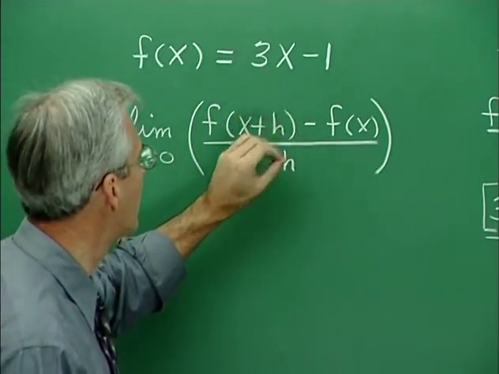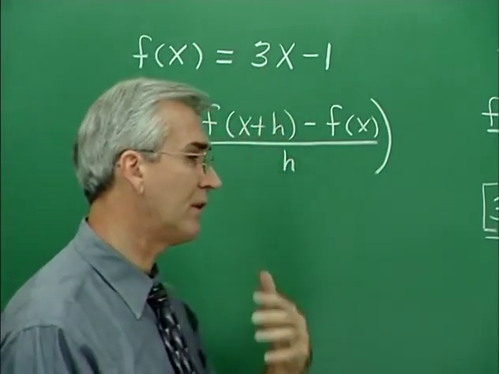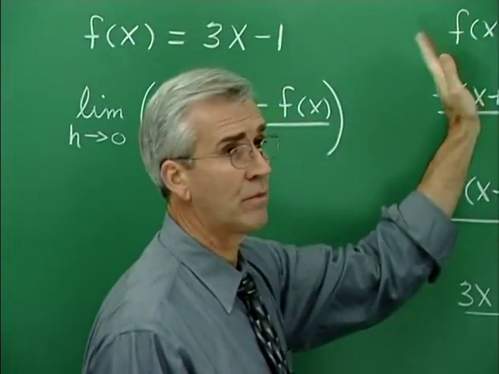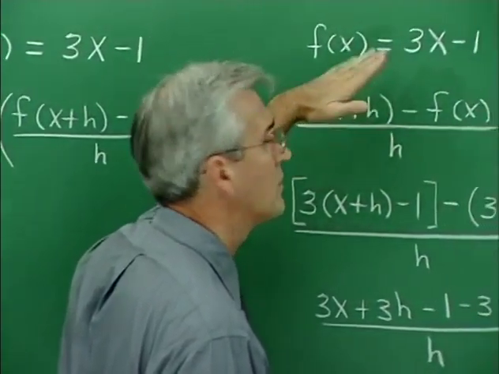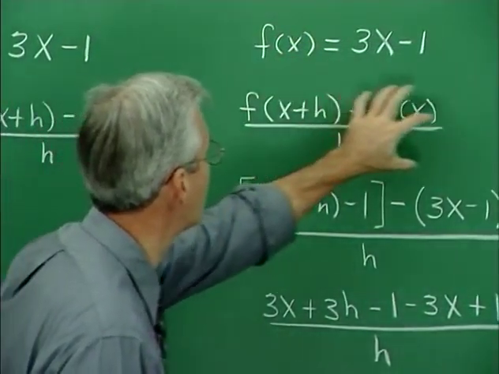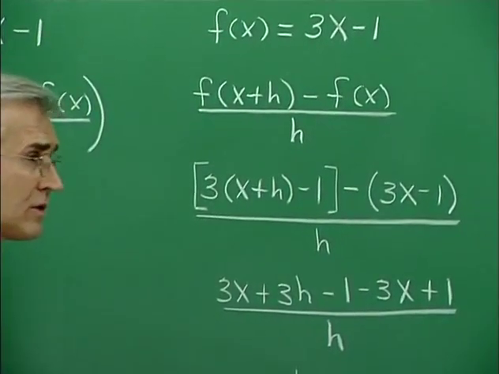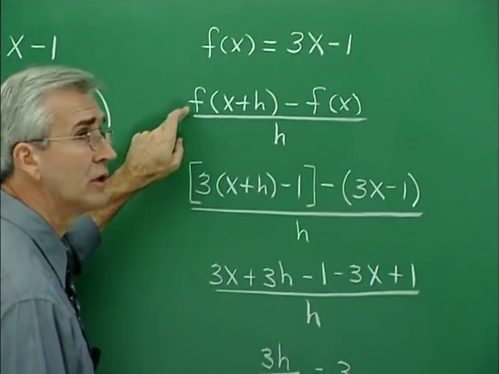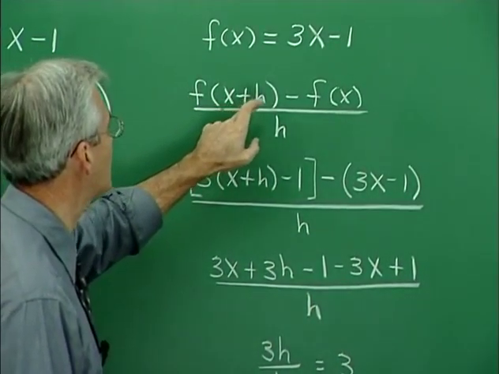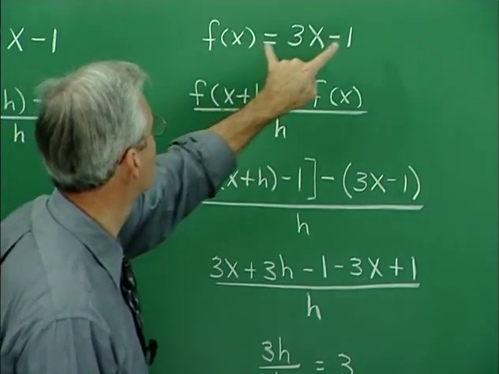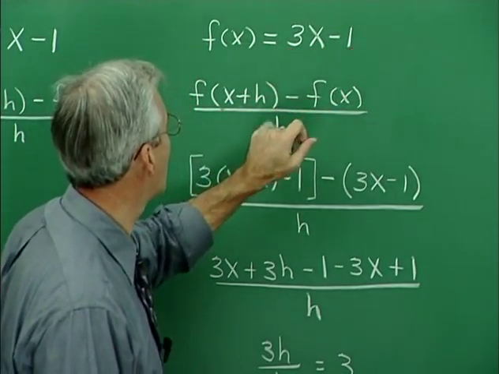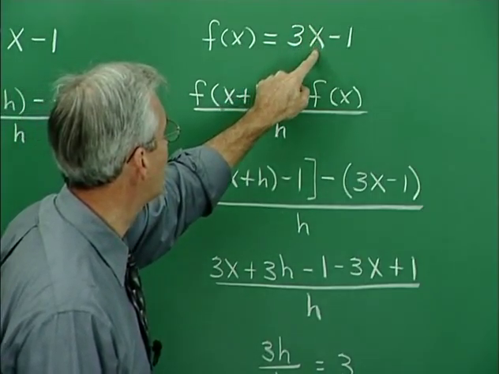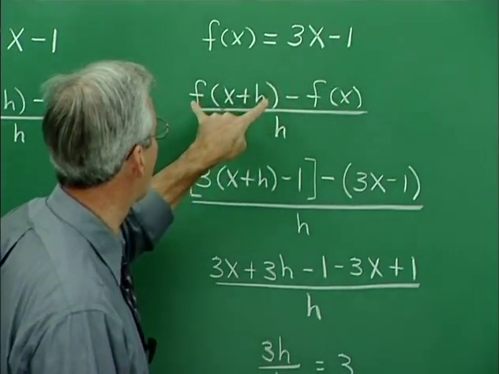Now, all we're doing here is using what we know about function notation and what it means. So I have written the function up here. I just repeated it just so that we can look back at it a couple of times. Here's our difference quotient expression. And now what does it mean? Well, f of x plus h means in the f function, replace x with x plus h. So here's the f function, and here's the expression for it, and we're replacing the x with x plus h. So we have 3 times x plus h minus 1 for this.